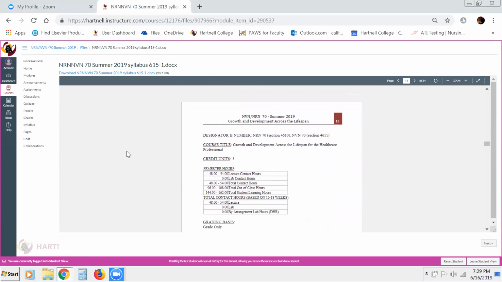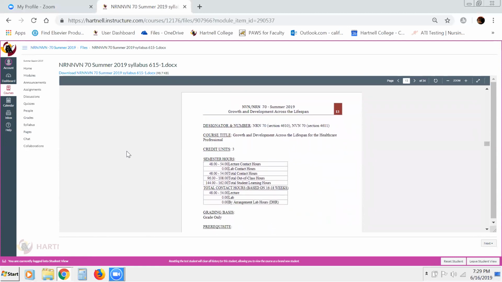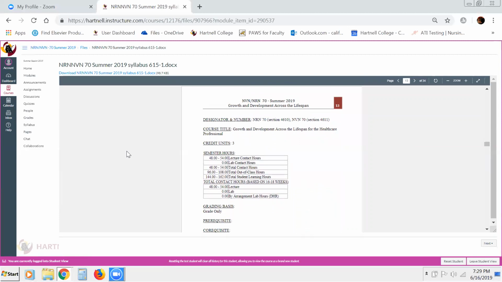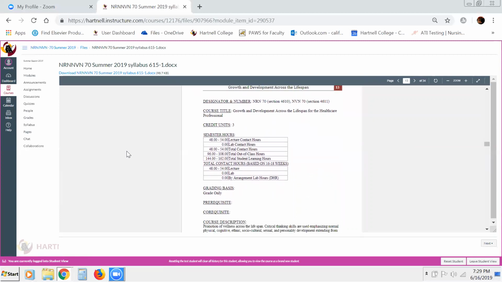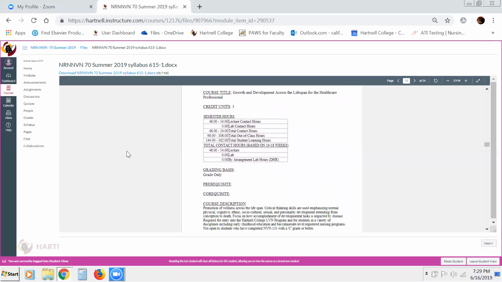So the course that you're taking, Growth and Development Across the Lifespan for the Healthcare Professional, is a 3-credit course. Over the summer, it is a 6-week course, whereas during the fall and spring semesters, it's an 18-week course, soon to be 16 weeks.